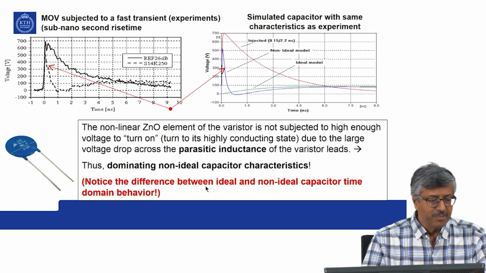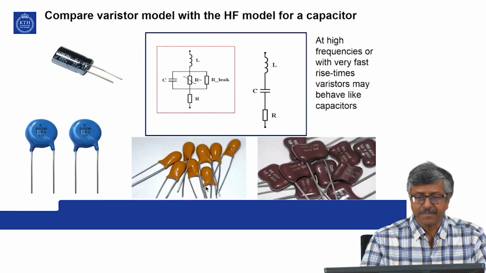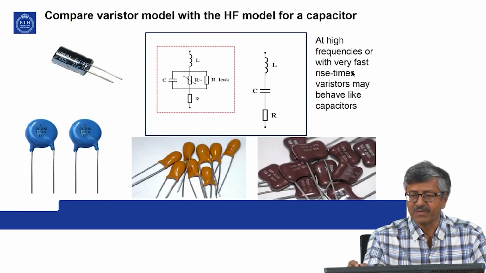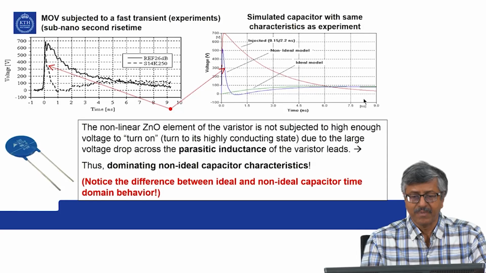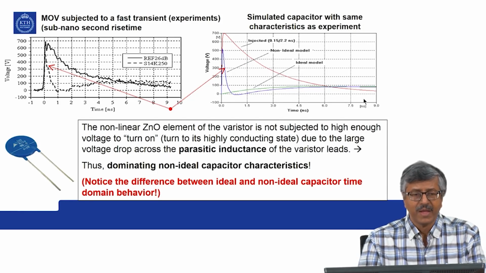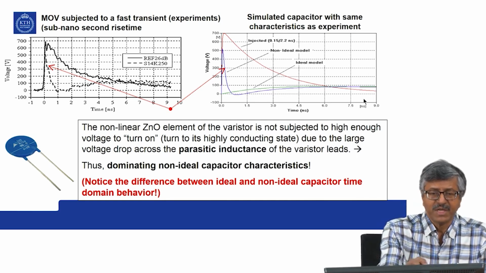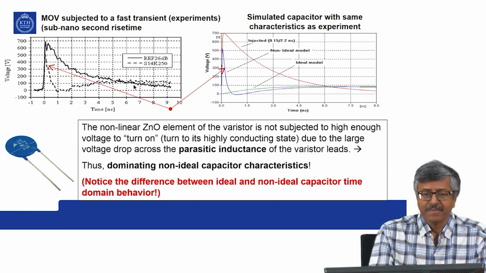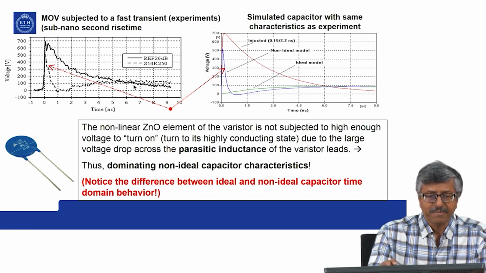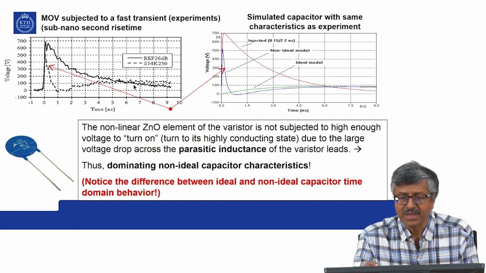Now, previously I mentioned that at high frequencies or with very fast transient rise time, varistors may behave like capacitors. So, that example is shown here. This is a MOV subjected to fast transient experiments, sub nanosecond rise time, and this is one experimental data, and this is a simulated capacitor with the same characteristic as the experiment.